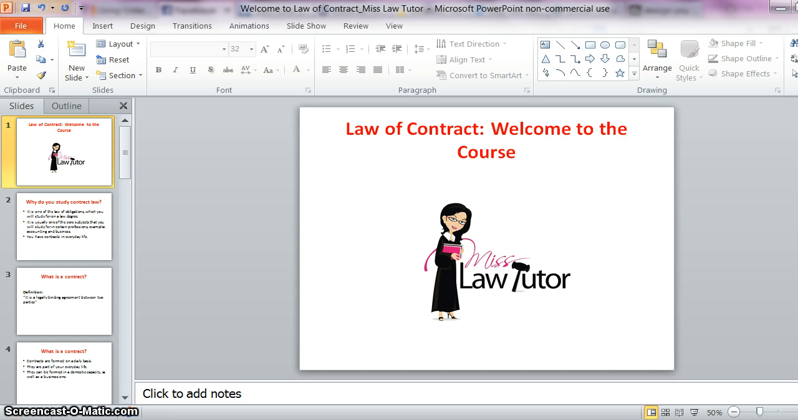Contract. The purpose of this session is to introduce you to Law of Contract, and I'm going to be talking about reasons why you may be studying Law of Contract and give you some examples of what will happen when you're studying Law of Contract. And then I'm going to finish off by giving an overview of what is going to be covered in this Law of Contract course.